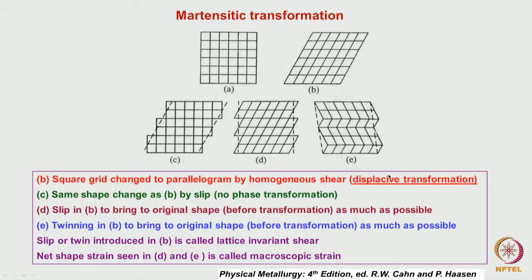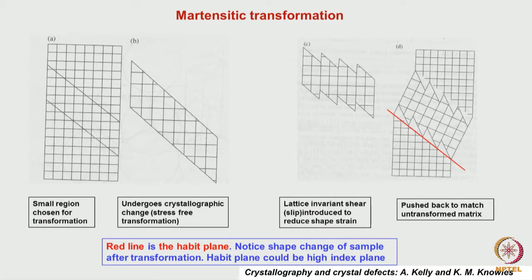This I have already explained. Here I had shown the same thing. It is a lattice which is a square lattice. We assume that this region undergoes a Martensitic transformation. Assume I cut it out and allow it to undergo a Martensitic transformation. It has undergone a shape change. Then introduce slip into it to bring it back to the original shape, as close as possible to the original shape.